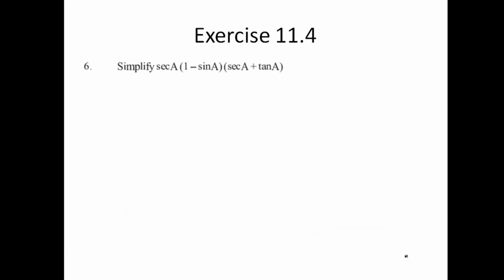So let's look at the next sum over here. I'm taking this one only. So what is left out? This is left out. So how do I write this one? What we will do is multiply this one here, so that the equation becomes secant A minus secant A into sine, right?